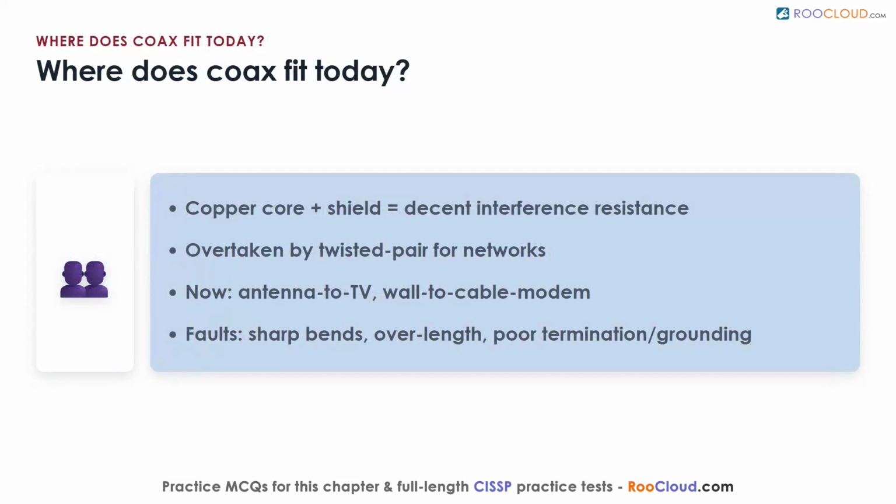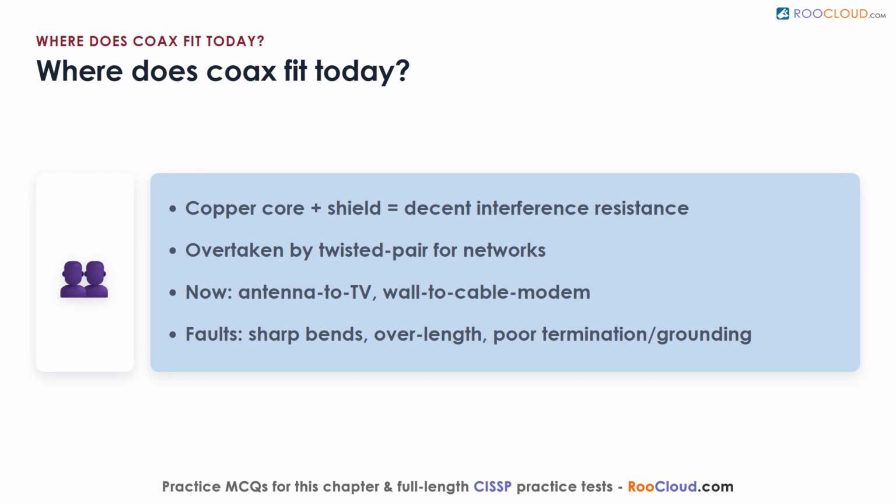How does coaxial cable fit in today? Mostly as a legacy and specialty medium. It has a copper core wrapped in insulation, a braided shield, and an outer sheath, which gives it decent resistance to interference. It once carried local networks widely, but was long ago overtaken by twisted pair wiring. Now you are far more likely to see it linking an antenna to a television or running from the wall to a cable modem than serving as network cable.